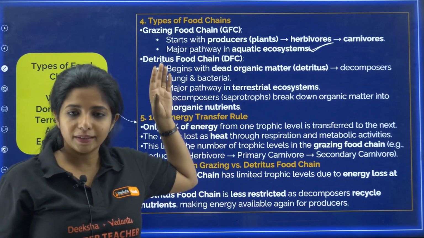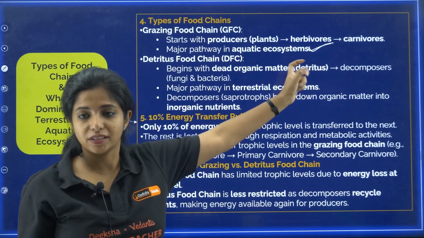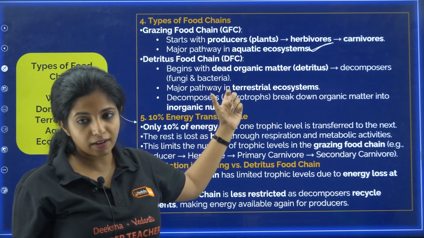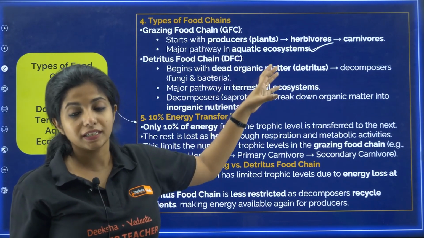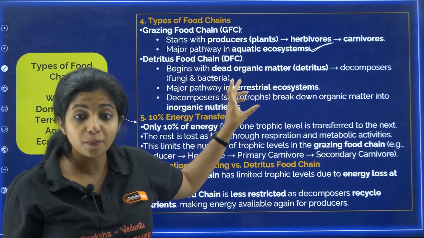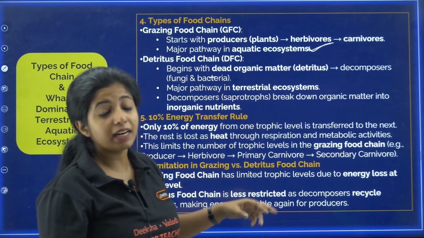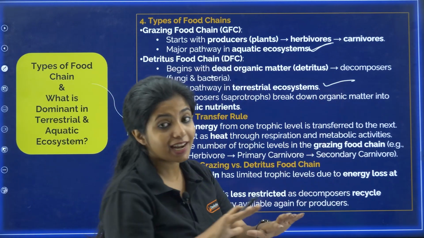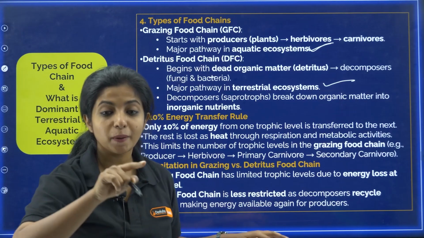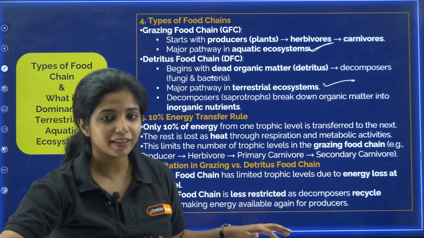Okay. Now, detritus food chain, my dear children. Detritus food chain begins with dead organic matter, that is detritus, and then decomposers break them down. This is basically known as detritus food chain and is a major pathway in terrestrial ecosystem, that is land ecosystem. So you all expected that grazing is the one that is dominant over here. It's not.